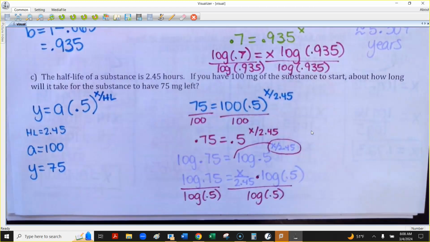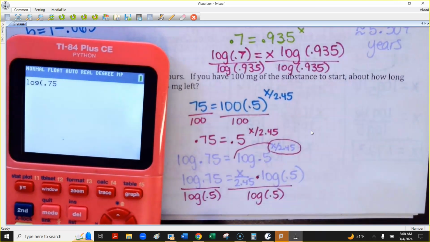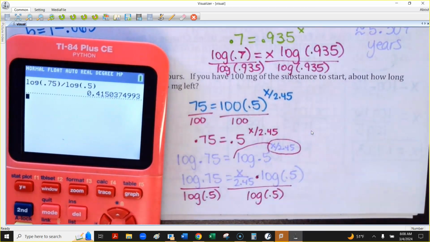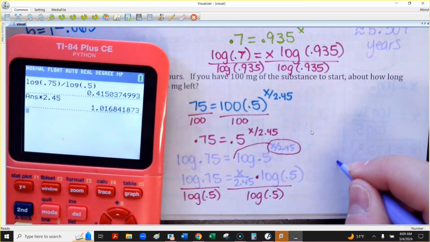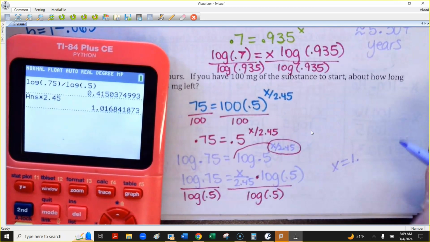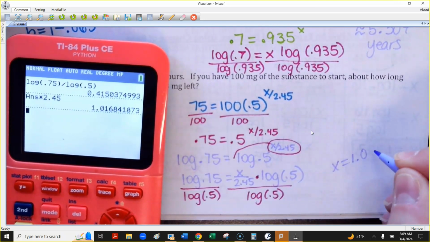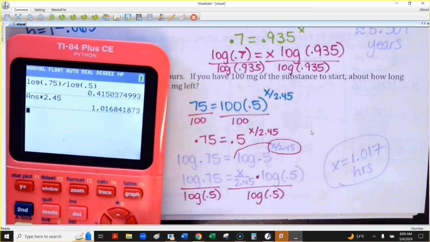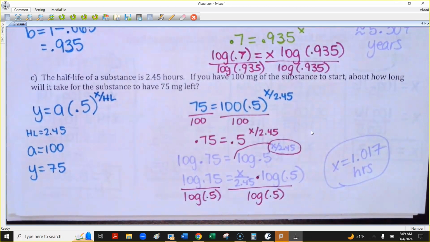Now, when I do this, I'm going to keep this right on the calculator screen because these are not going to be nice numbers. So log 0.75 divided by log 0.5, that would be equal to the X over 2.45. So just going to do it right on the calculator screen. I'm dividing my time by 2.45, so I have to multiply by 2.45 to get that out of that denominator. So then this is going to be just a little bit more than an hour, so like 1.017. Your answer will be in whatever units that your half-life is in. So it gave us the half-life in hours, so my answer is in hours. Is anybody having a question?